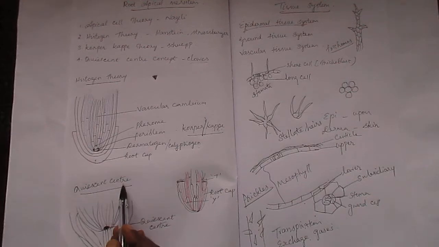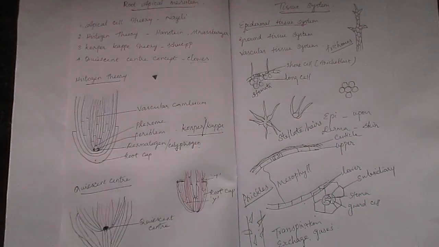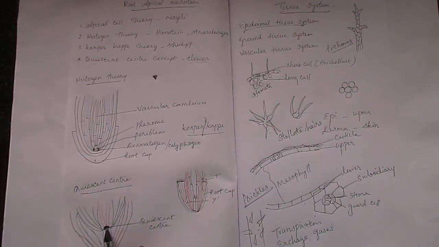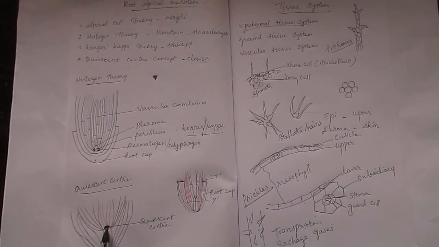Next theory is quiescent center theory, proposed by Clowes. This quiescent center explains the activity of the root apical meristem. There is a question, what is called quiescent center? The apparently inactive region of cells in root promeristem is called quiescent center. This part, this is the apparently inactive region of cells in root promeristem. This inactive part is called quiescent center.